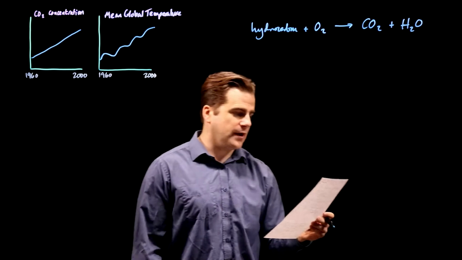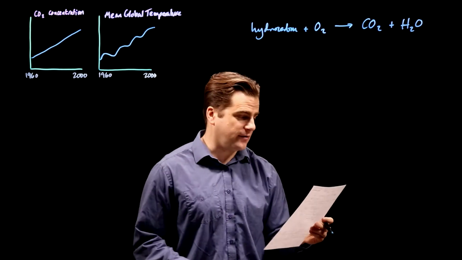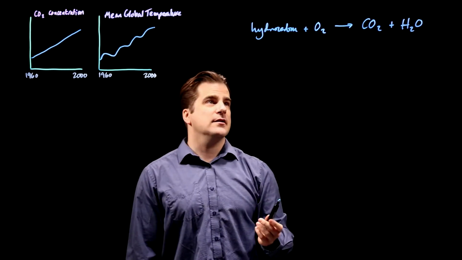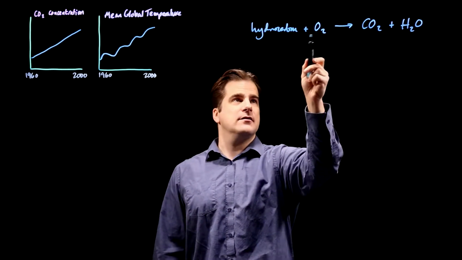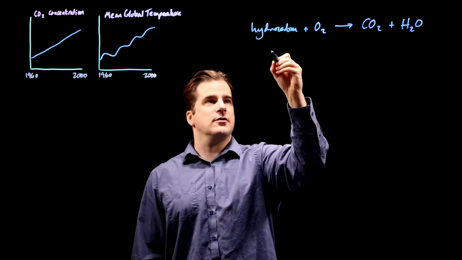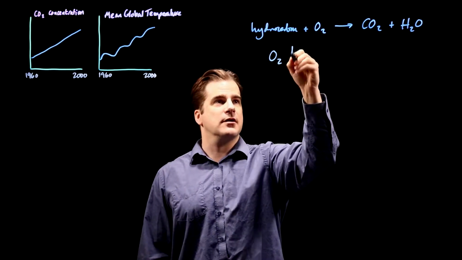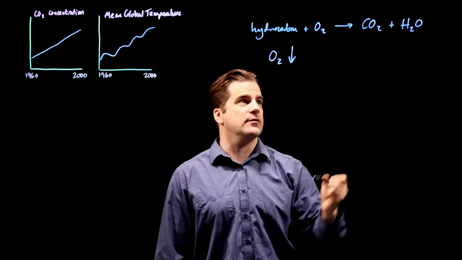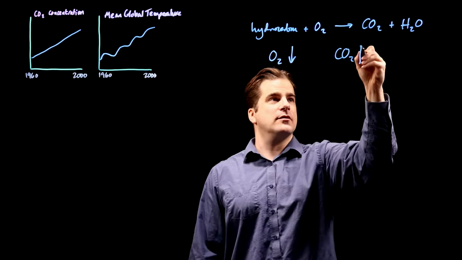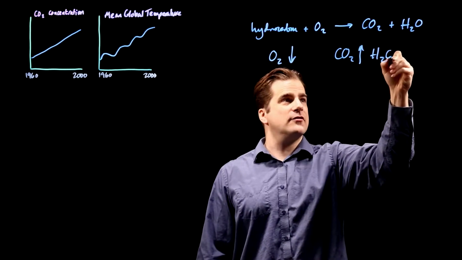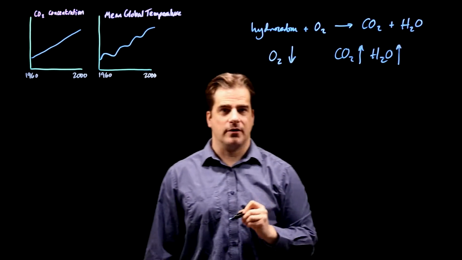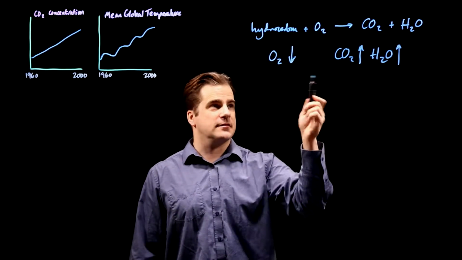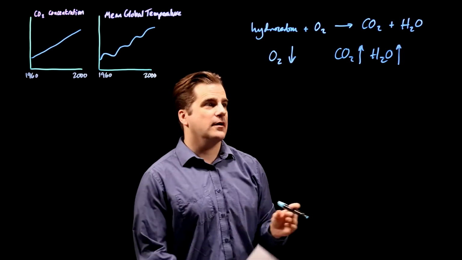So, you have to describe how the composition of the atmosphere is affected by burning stuff. Well, if we're burning stuff, then we're using up O2. So the amount of oxygen goes down. And we're making CO2 and H2O. So the amount of CO2 goes up and the amount of H2O goes up. There we go, 2 marks, definitely. Obviously, write it out in full sentences, but that's how you should do it.